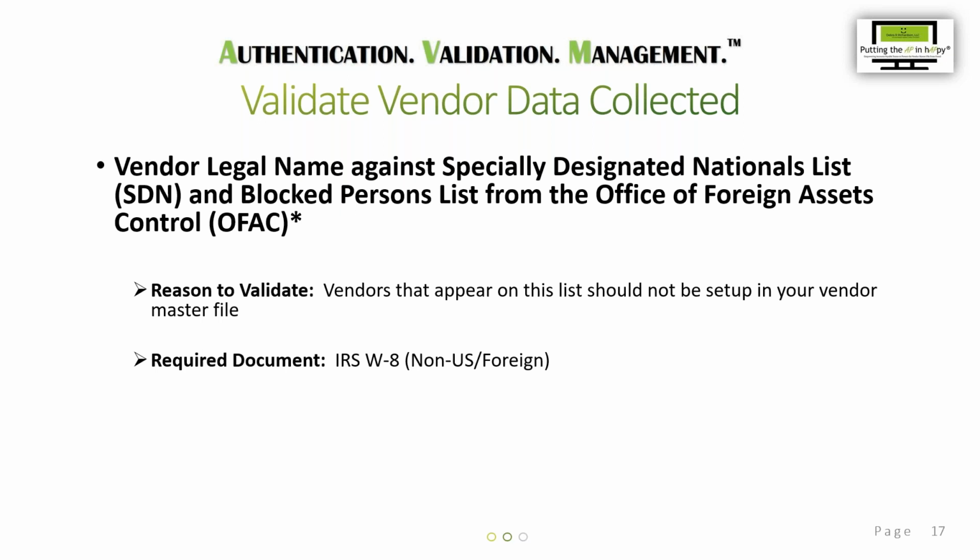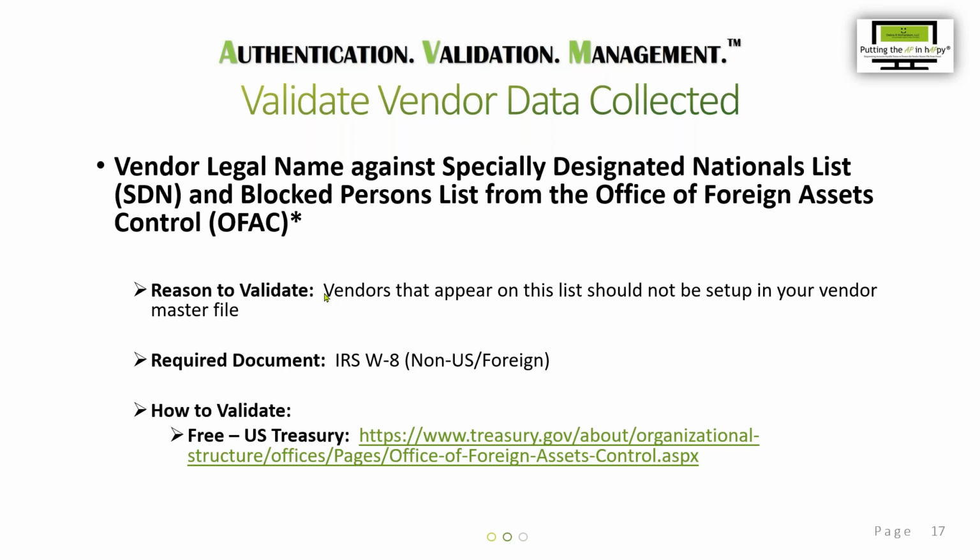And you use, again, the vendor legal name from the IRS W-8, and that validation is another free validation that you can do on the US Treasury site. Or that validation is included, which I don't know why I didn't put it here, in 10-check. So if you have 10-check on the subscription plan, it's included in there. And you'll see I have 10-check on quite a few things here, but if you have it already, definitely use it for OFAC.